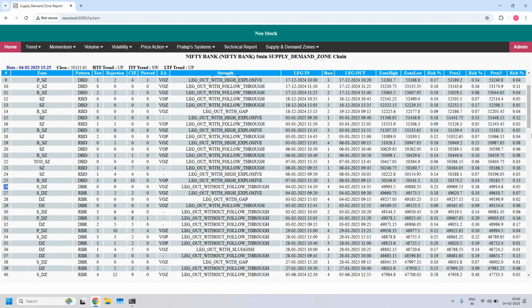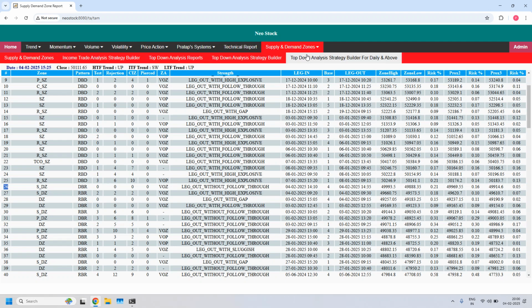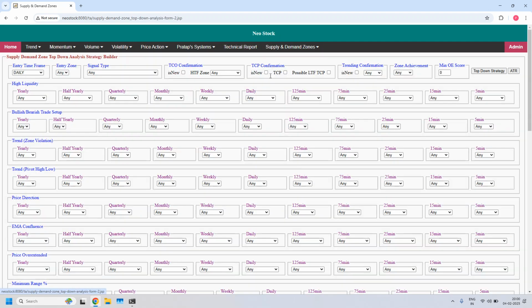Next we will generate bullish and bearish trade setups for different income trades. For monthly income trade bullish trade setup, entry time frame is daily. Entry zone is demand zone. And in bullish or bearish trade setup at daily time frame, I am selecting bullish. Zone achievement should always be violated opposing zone. Minimum odd enhancer score 12. Both the filters are applied to daily demand zone.